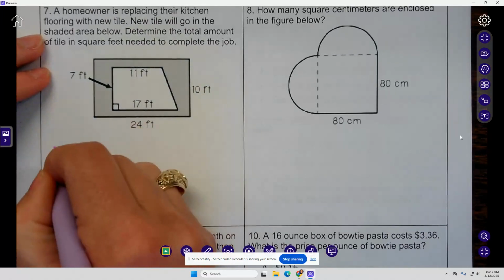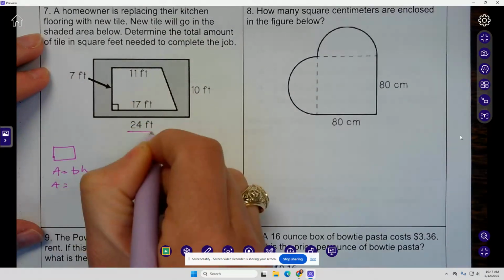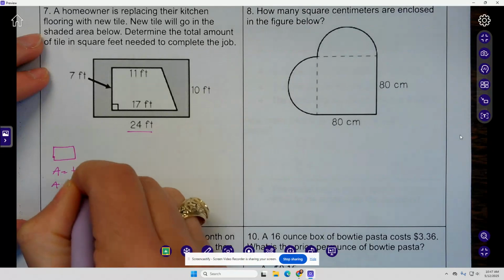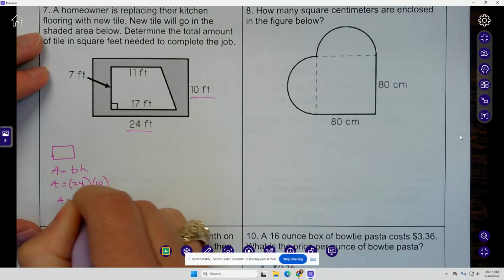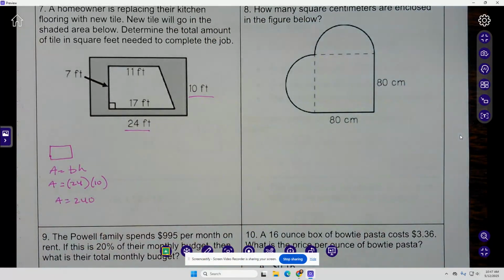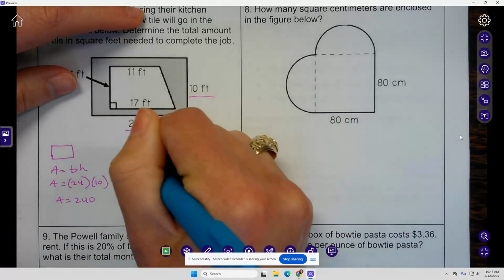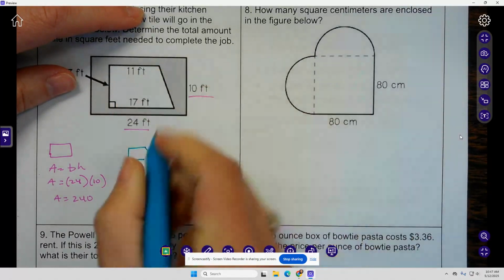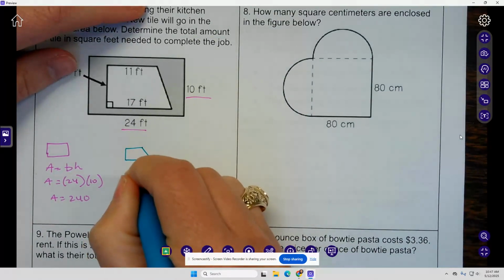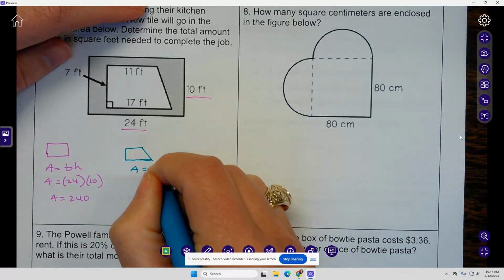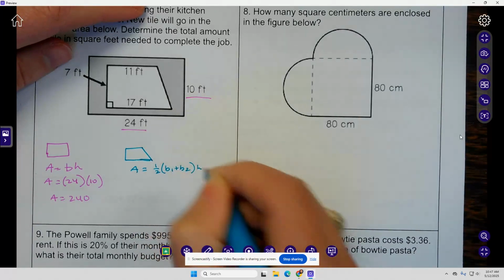So the area of a rectangle is area equals base times height. The base is 24. The height is 10. So the area equals 240. Now my second shape is a trapezoid. That's not bad. Where the formula is area equals 1/2 base 1 plus base 2 times height.